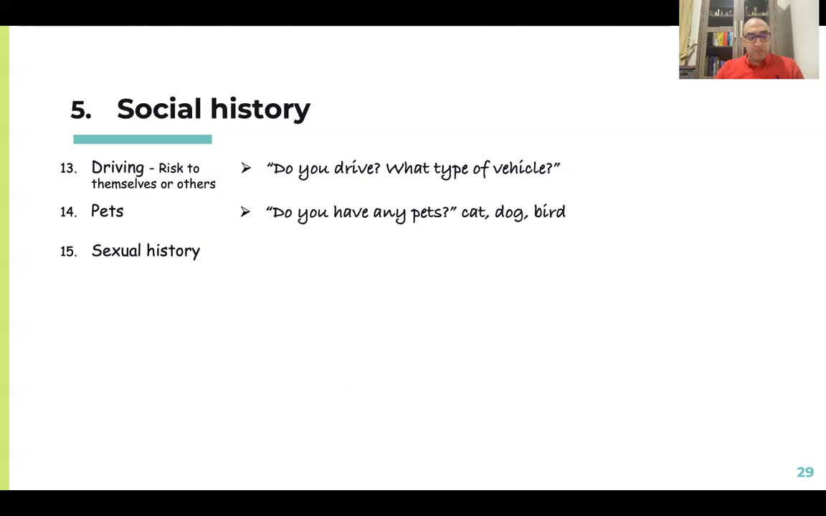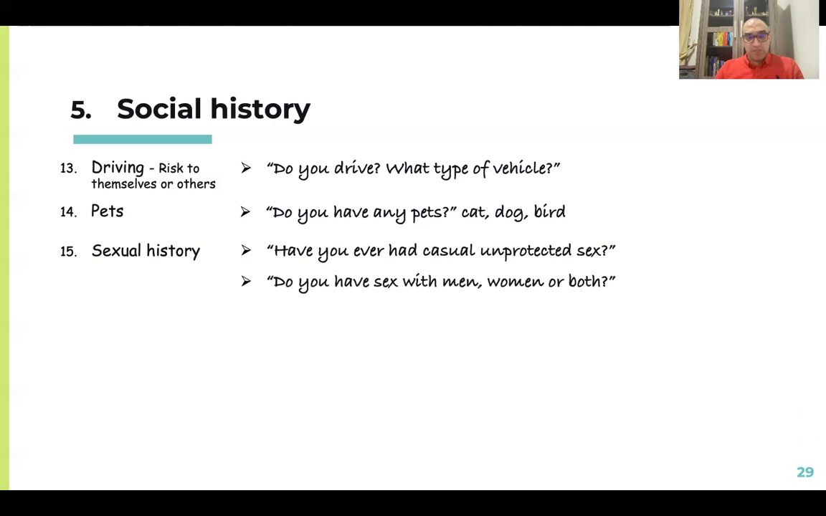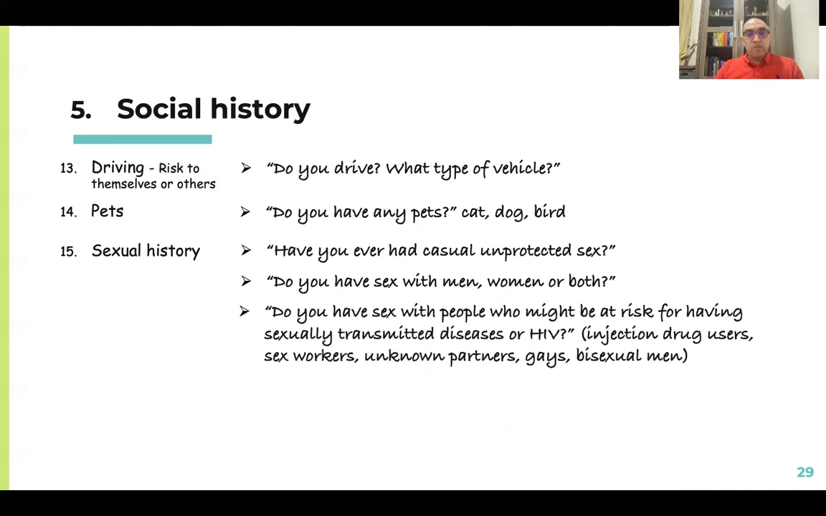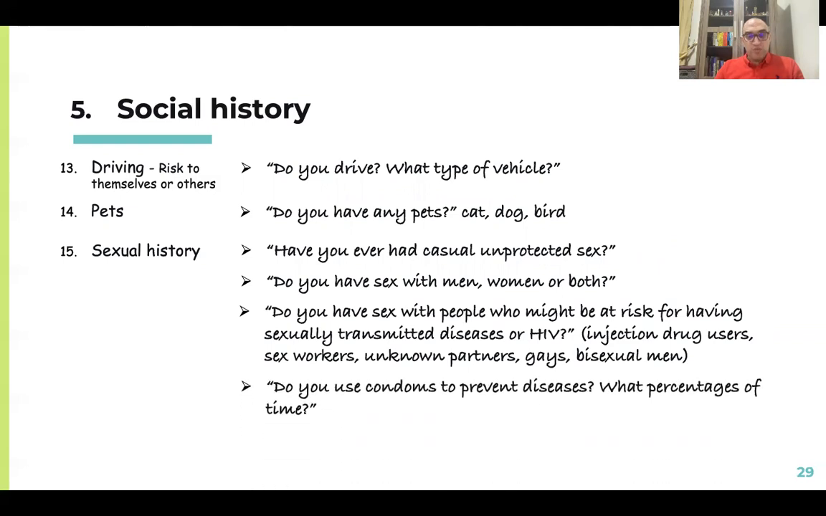For sexual history at the end, you need to ask, have you ever had casual unprotected sex? Do you have sex with men or women or both? Do you have sex with people who might be at risk of having sexually transmitted disease or HIV, like injection drug users, sex workers, unknown partners, gays, or bisexual men? Do you use condoms to prevent disease? What percentage of time do you use condoms? Are there any other sexual relations that I should know about?